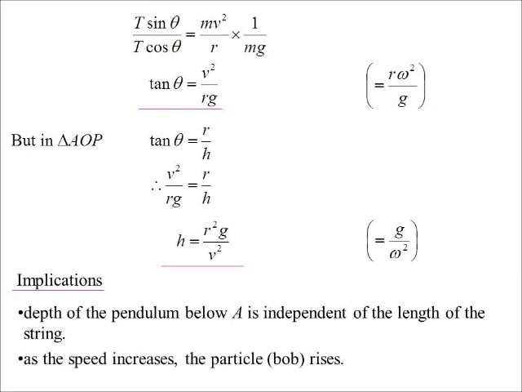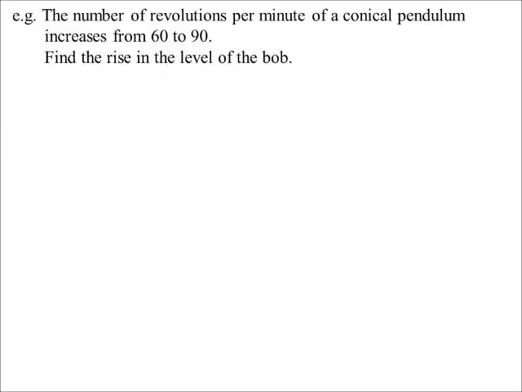And as the speed increases, as we just talked about, that means the particle, or bob, the helicopter, will rise. Okay, well, let's solve a problem then. So I'm going to get my conical pendulum and I'm going to increase the speed from 60 revolutions per minute to 90. We want to work out, well, how much will it rise?